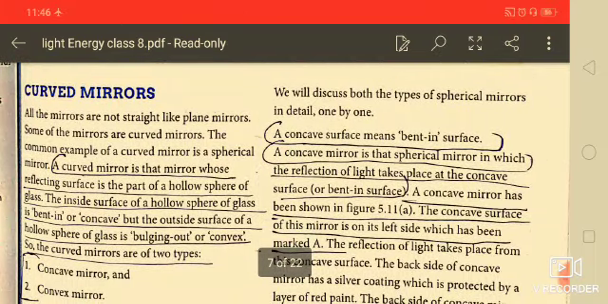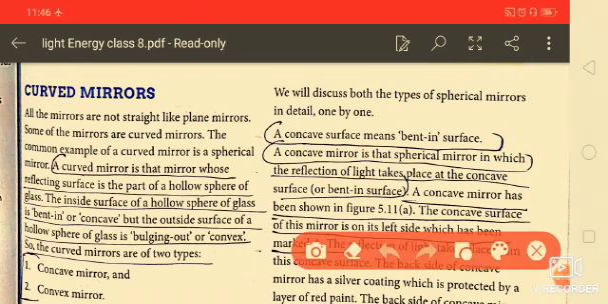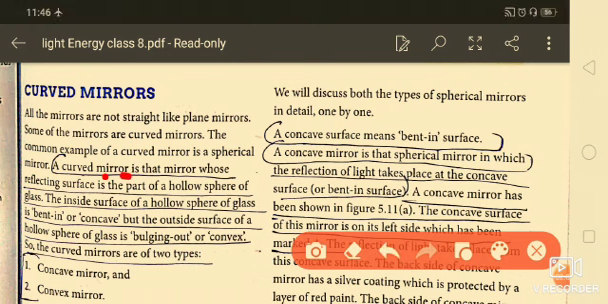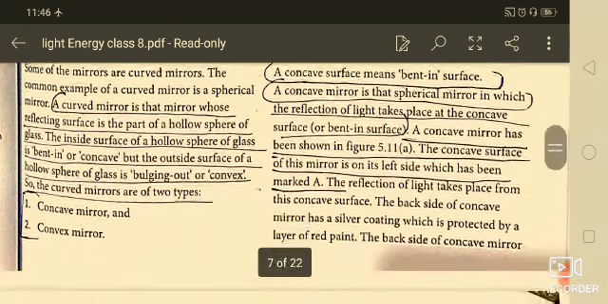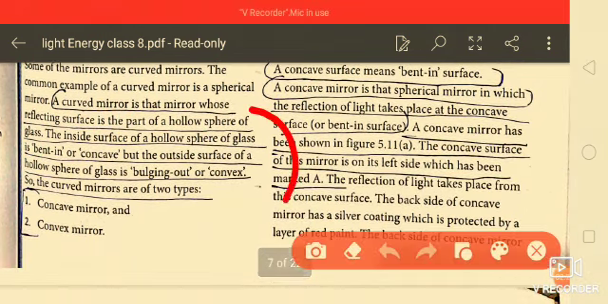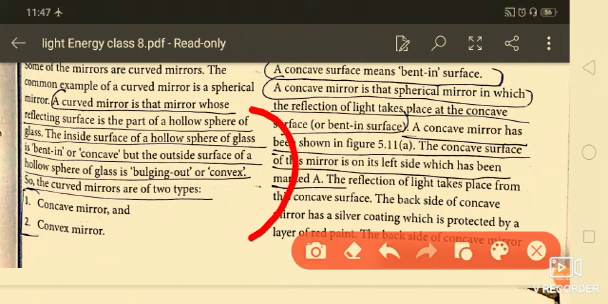Now next one is curved mirror. Students, all mirrors are not straight like plane mirrors, you know. A curved mirror is one whose reflecting surface is part of a hollow sphere. The inside surface of a hollow sphere of glass is bent in, that is concave, but the outside surface of a hollow sphere of glass is bulging out, or convex.